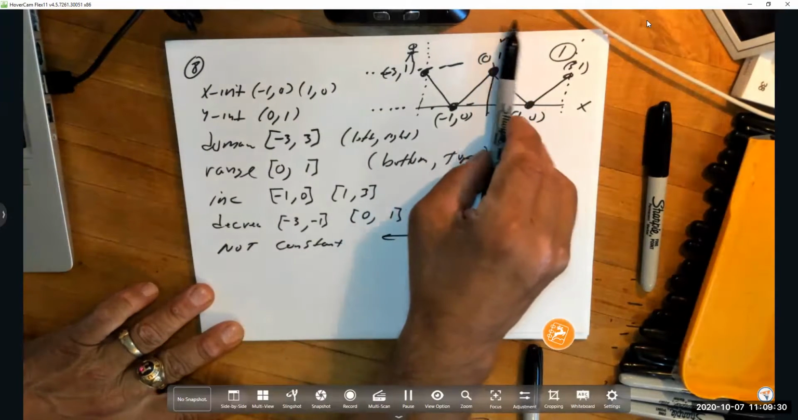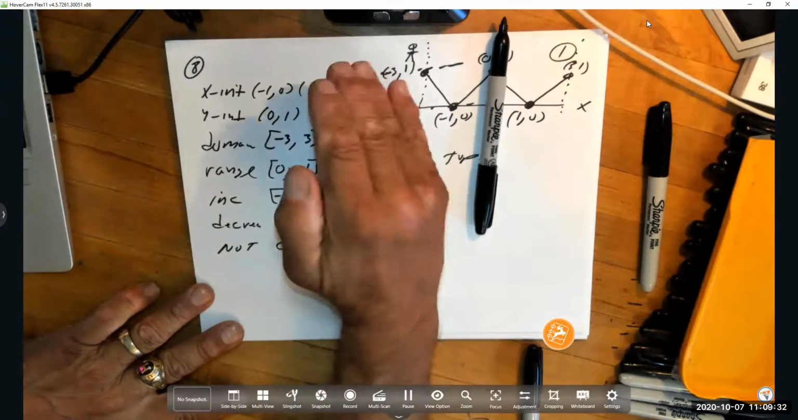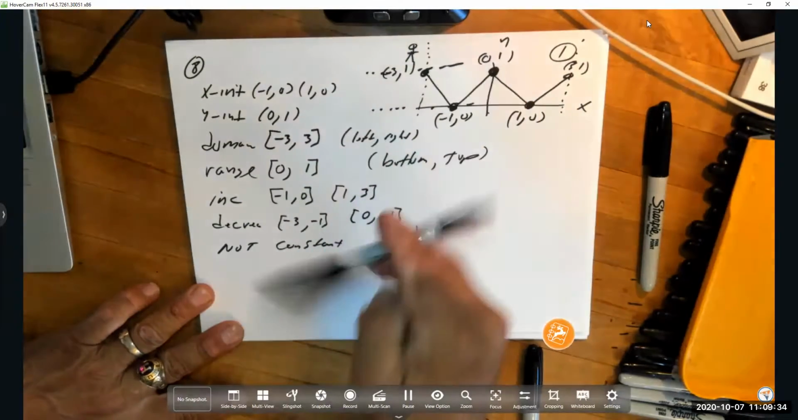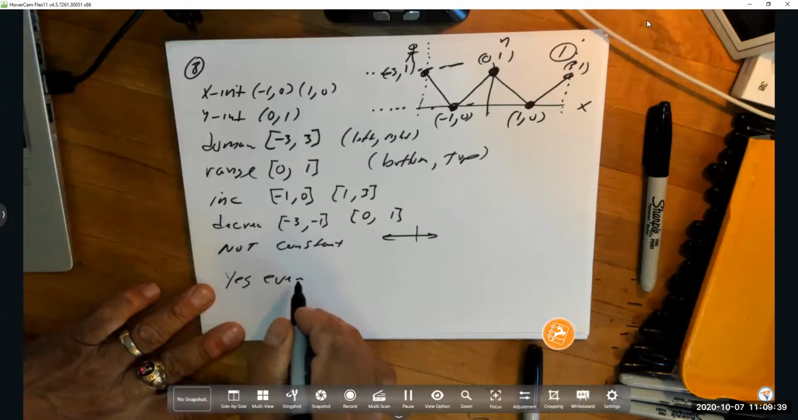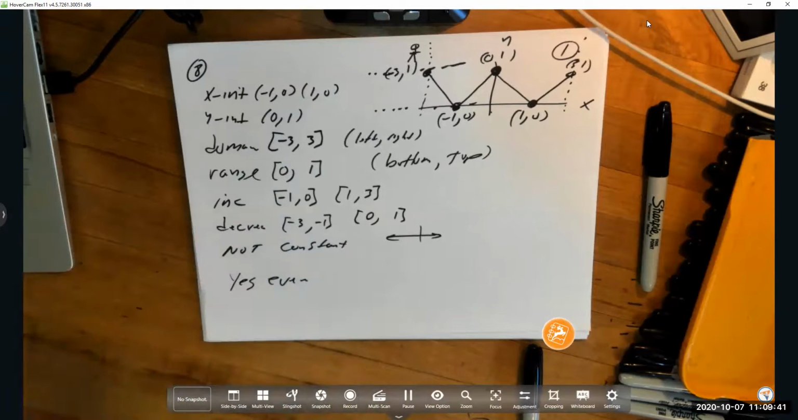And the last thing: if I were to cut this graph right in the middle, does it cut the graph evenly, left and right? Is there half on this side, half on the other side? Yes. So you say yes, it's an even graph. If you cut it in the middle, you get an even left side and right side. So that's question number 8.